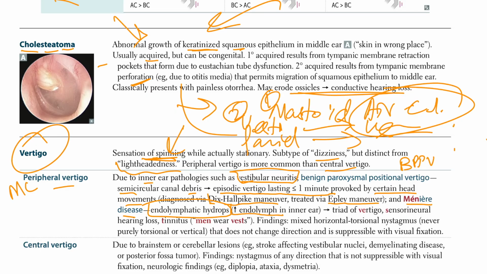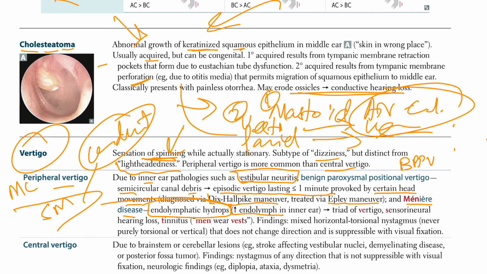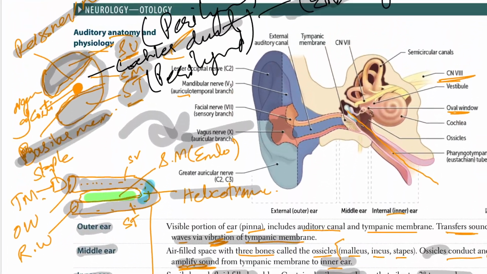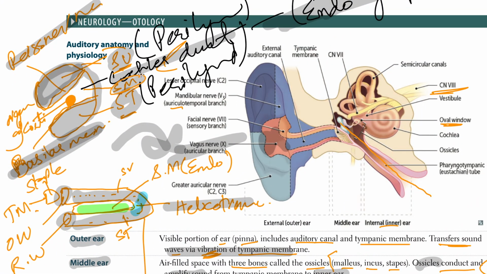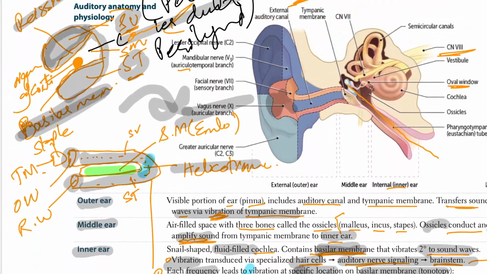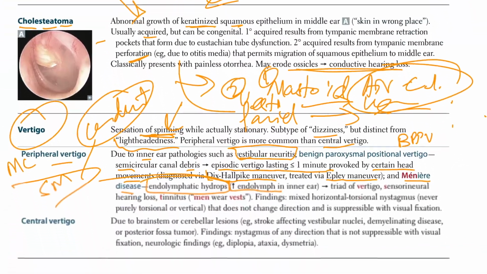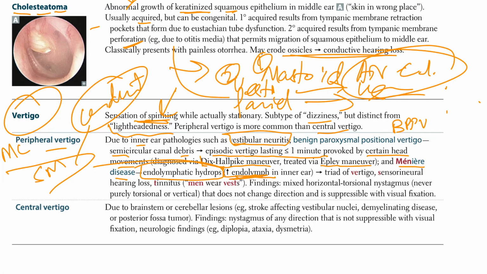Again, endolymphatic hydrops is all about increased endolymph in the ear. And where was the endolymph? Well, endolymph was in the scala media, right? Scala media, which is the cochlear duct. This is the scala media, also known as the cochlear duct. It contains the endolymph. So here all we have is increased endolymph.